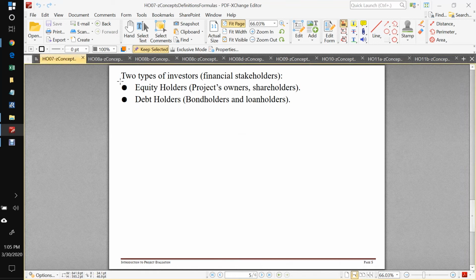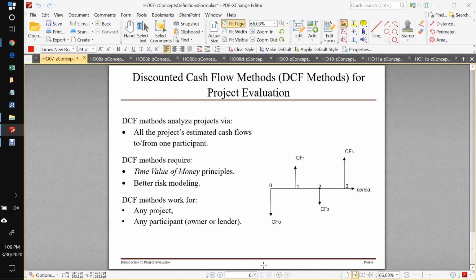And this is important. There are two fundamental types of investors, and these correspond to our two types of financial stakeholders: equity holders and bond holders. The equity holders are the owners, or shareholders, and the lenders are the debt holders, bond holders, or those who hold loan contracts.